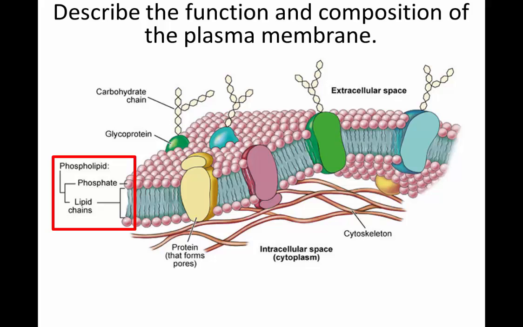In the end, as we mentioned before, the extracellular space has lots of water in it. The water is attracted towards the phosphate group. The cytoplasm also has water along with other chemicals in it, and it's attracted towards the phosphate group of this inside layer of the plasma membrane.